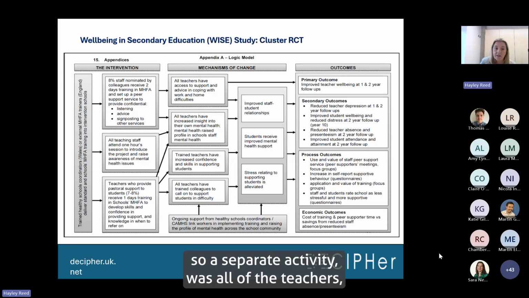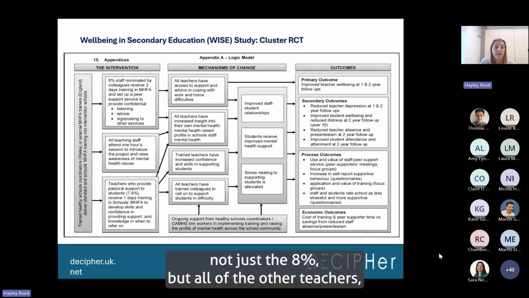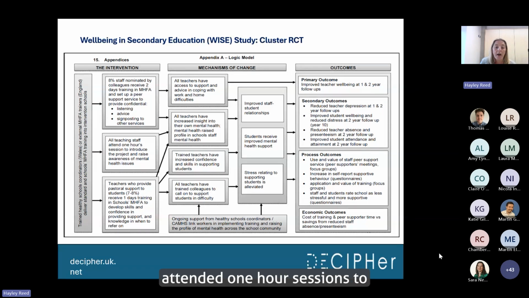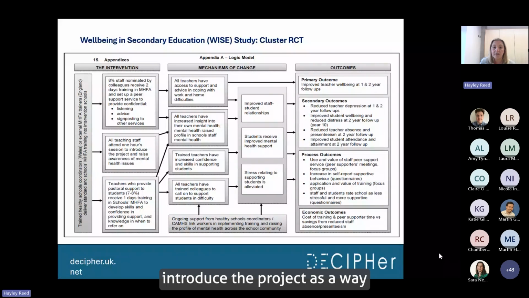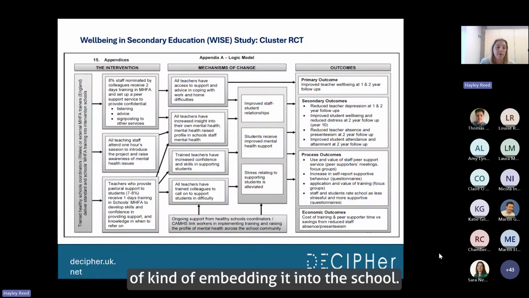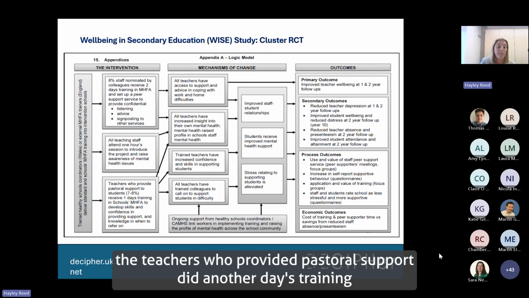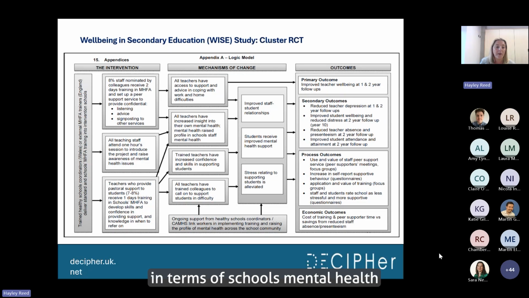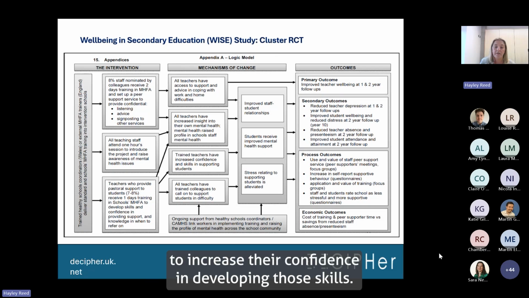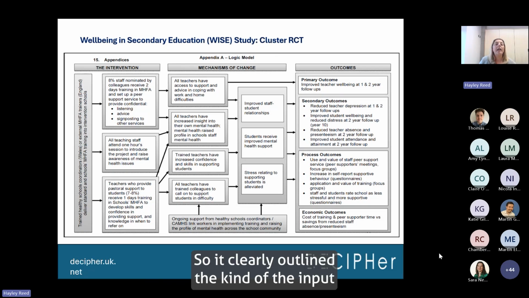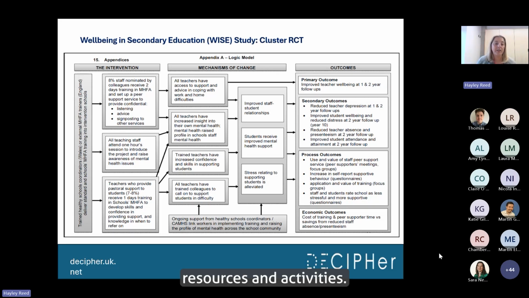Another activity, so a separate activity, was that all of the teachers, not just the 8%, attended 1 hour sessions to introduce the project as a way of embedding it into the school. And then also the teachers who provided pastoral support did another day's training in terms of schools' mental health to increase their confidence in developing those skills. So it clearly outlined there the input resources and activities.